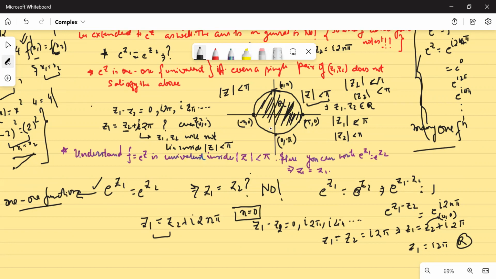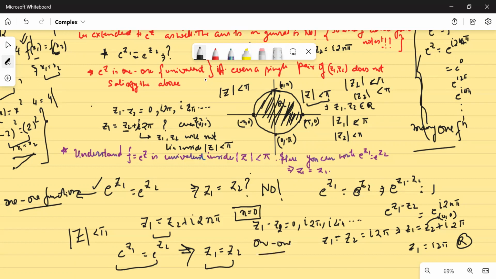So in any case, if I'm saying mod z is less than pi, and further e raised to power z1 is equal to e raised to power z2, then it necessarily implies that z1 equals z2. That is what I want to convey, that this particular function will be one-one only for certain regions. One such region I've drawn; there are many such regions that I can draw. One such region is mod z less than pi. Yes or no? I hope you have got this idea.